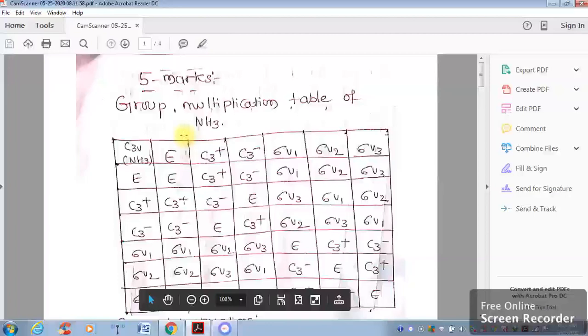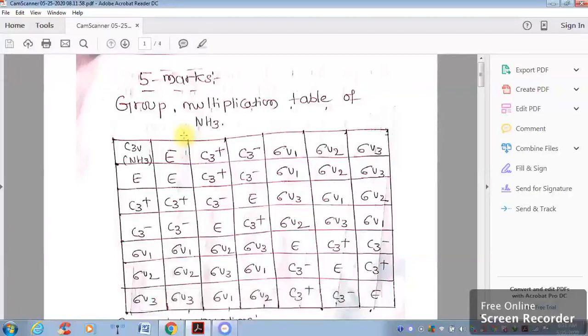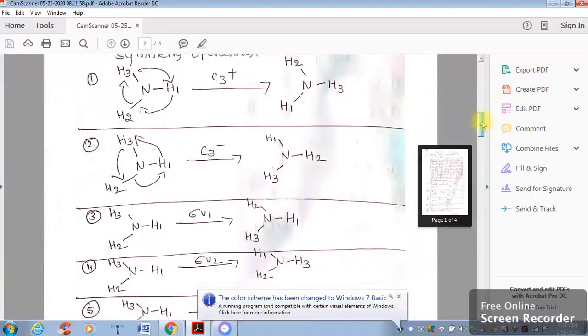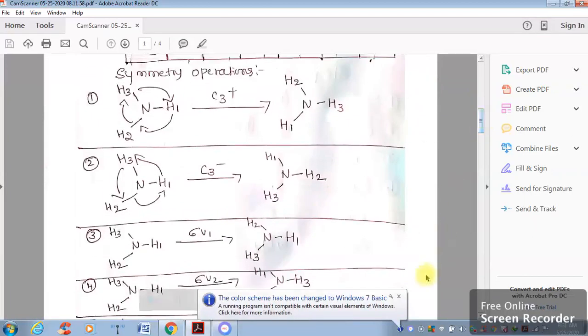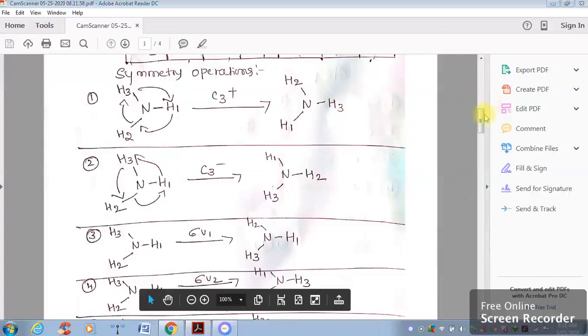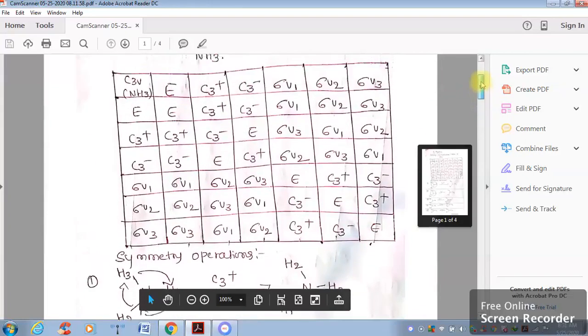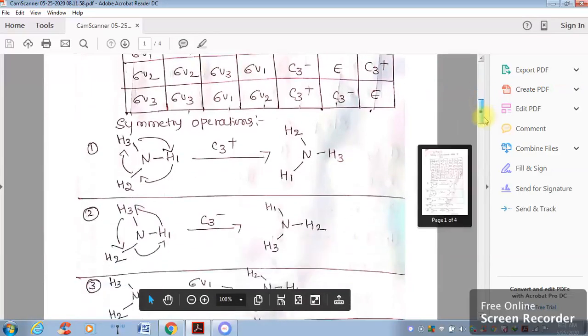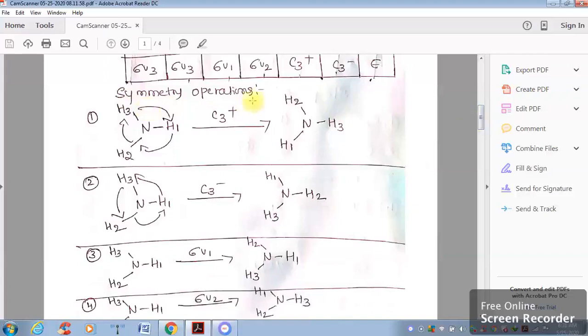Group multiplication table is important for 5 marks for your examination. In examination, you should write this complete table and these 5 different symmetry operations.